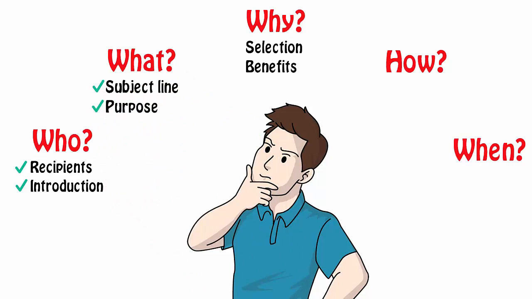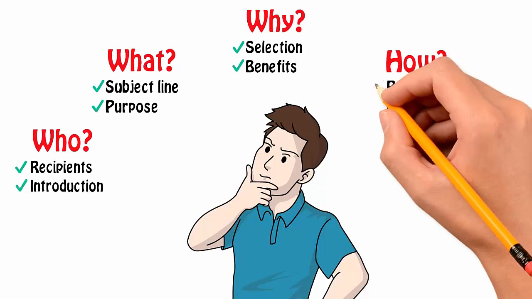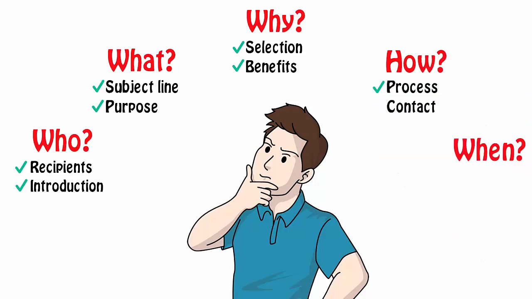To answer why, state why it is you are approaching the recipients and the incentives or benefits for them. To answer how, briefly explain how will the process unfold or how will the purpose be fulfilled, or mention how the recipient can contact you for a response. To answer when, mention the timeline if it applies to the purpose, and let the recipient know if and when you will follow up on the matter.